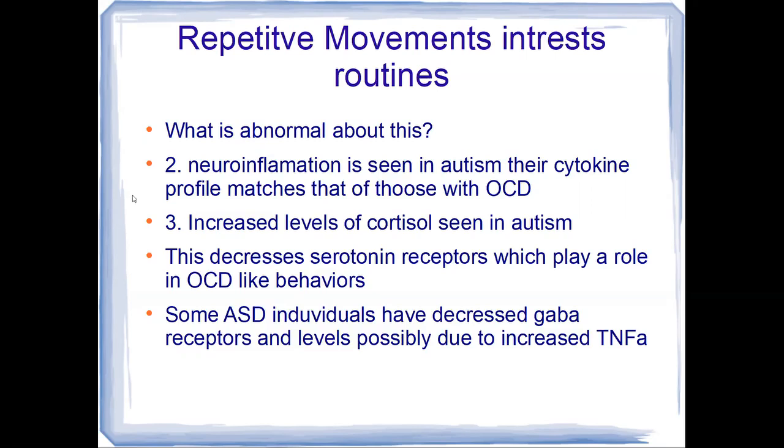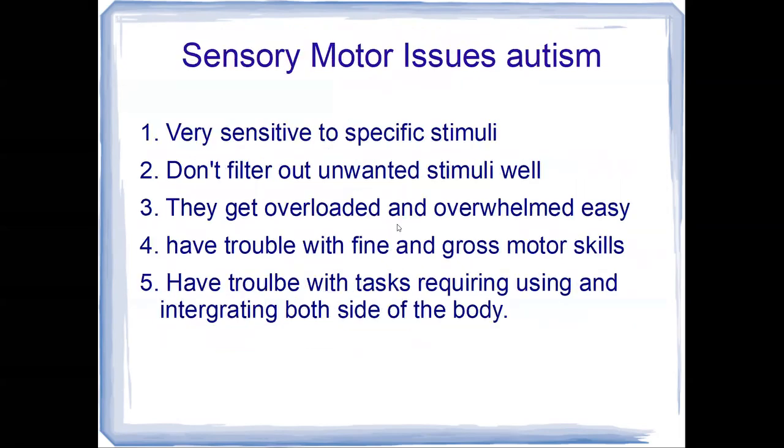Another thing is you see increased cortisol levels in autism, way more than their typically developing peers. And cortisol downregulates serotonin receptors, and a lack of serotonin has been linked to OCD-like behaviors. And then one of the cytokines you see that's elevated is tumor necrosis factor alpha, and that decreases GABA as well and can contribute to that.